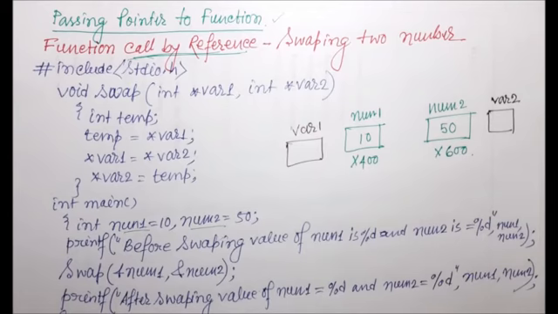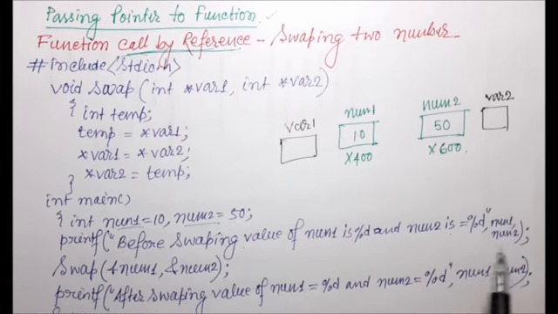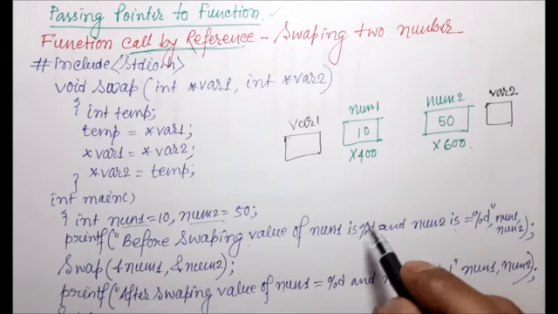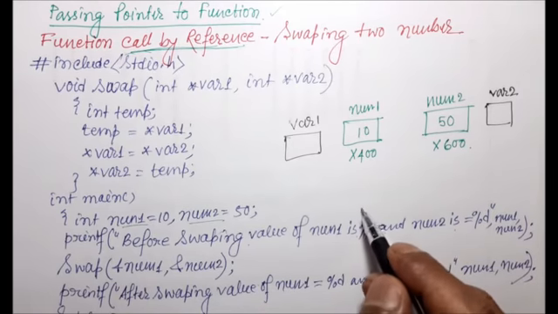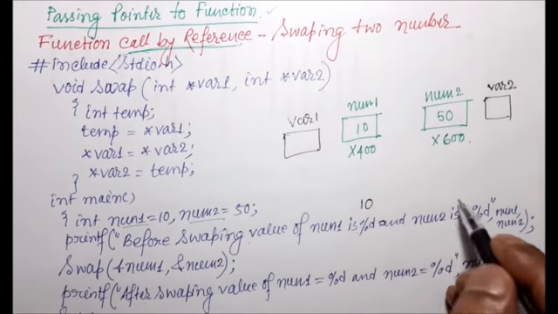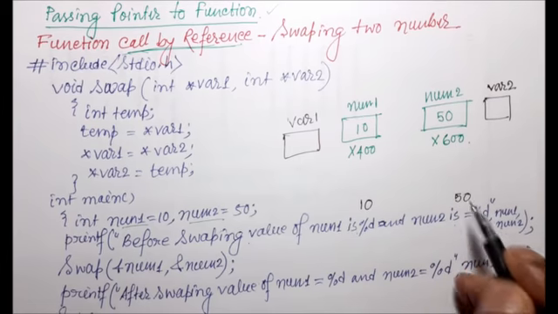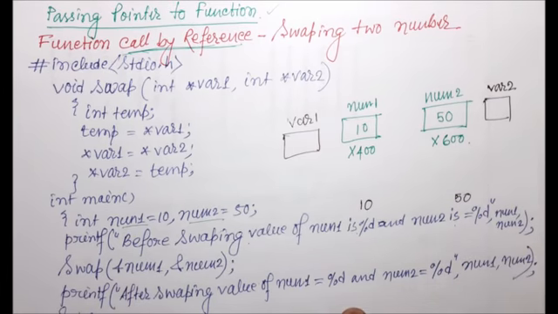Okay, so the address of this, for example. First, before swapping the values of num1 and num2, I will get the output here: num1 is 10 and num2 is 50. So that is before swapping.